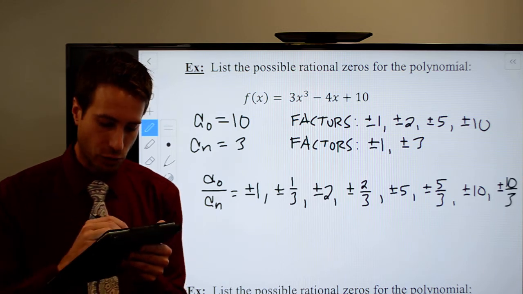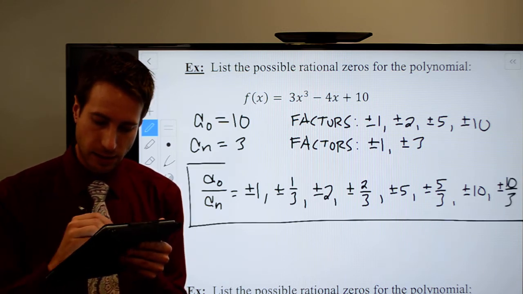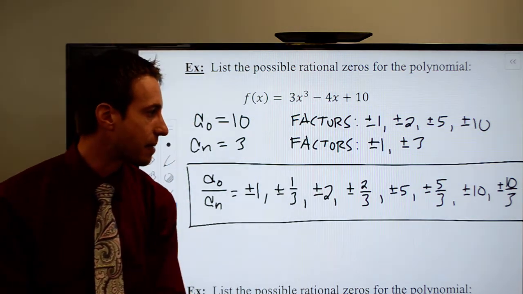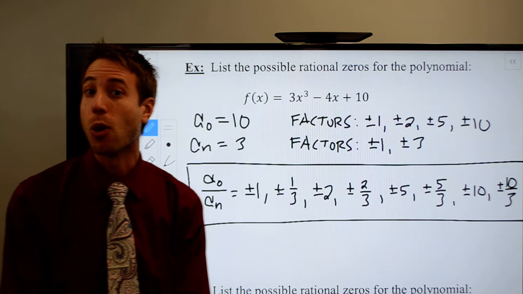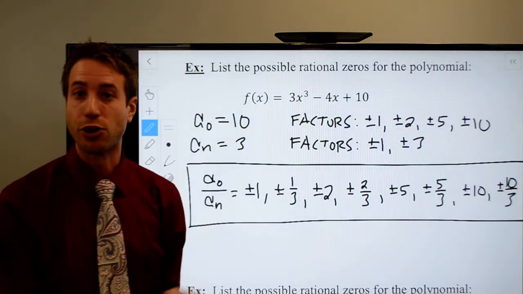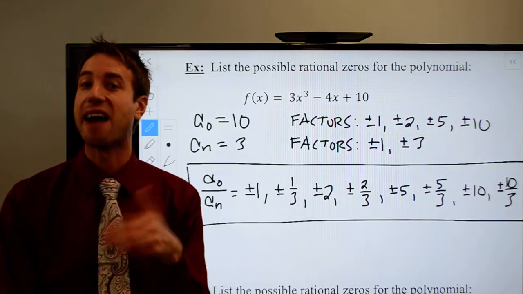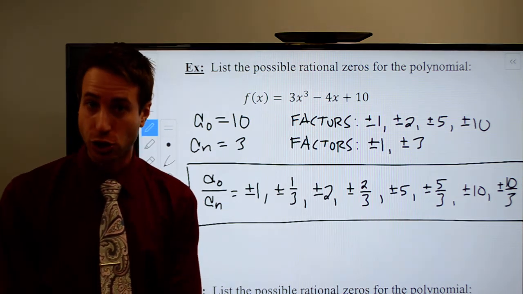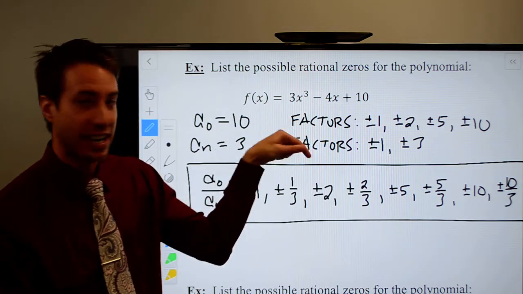Again, apologize, I'm squeezing. But anyway, there it is. There's my list. I don't have any duplicates. I've simplified them as much as I can. And so here's what we know. My polynomial is a third-degree polynomial, which means I have 3 zeros. If one of those zeros is a rational number, it's somewhere in this list.